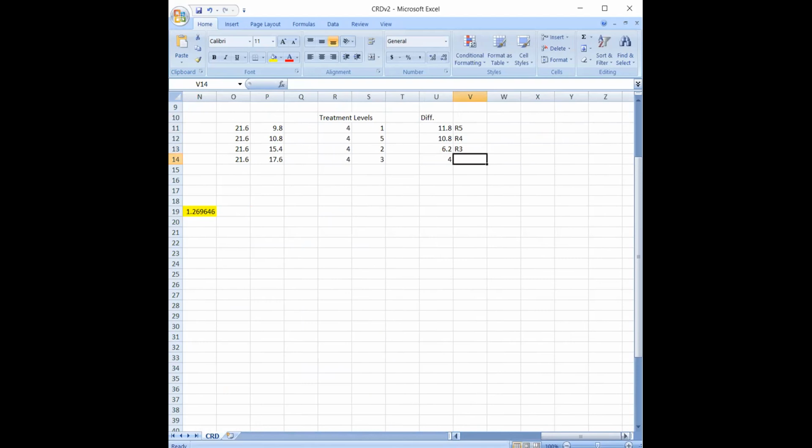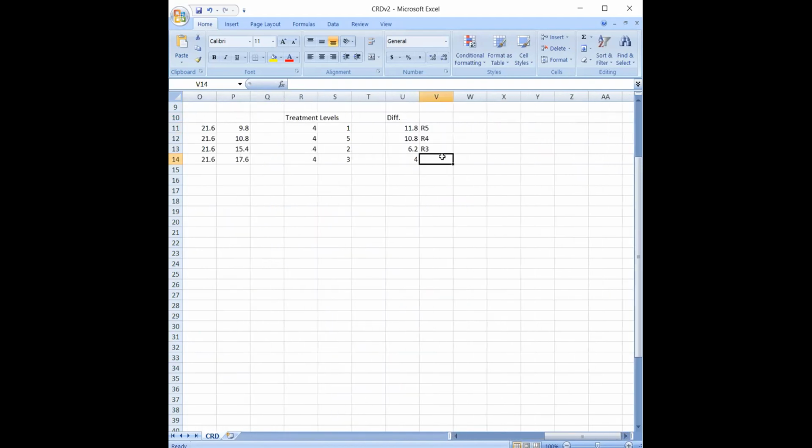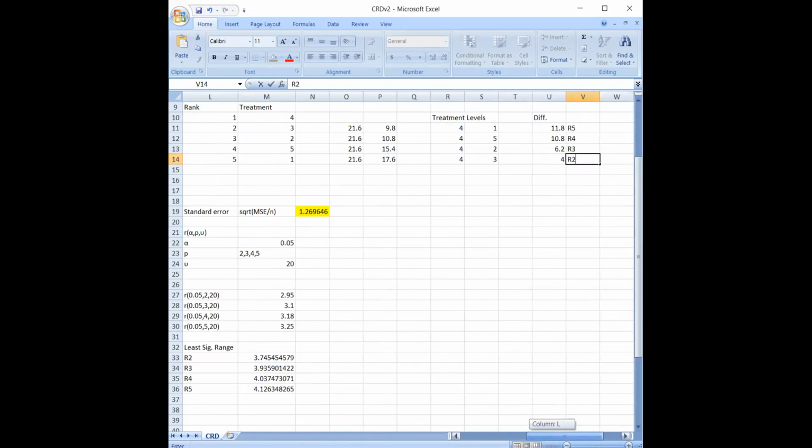So when you compare treatment 4 and 3, these are consecutive mean values, so the gap is 0 and p is equal to 2, so you have to compare this with R2, right? Now let's see what will happen. The first difference is equal to 11.8 and the R5 value is equal to 4.12. So 11.58 is greater than this R5 value, so then you have no problem.